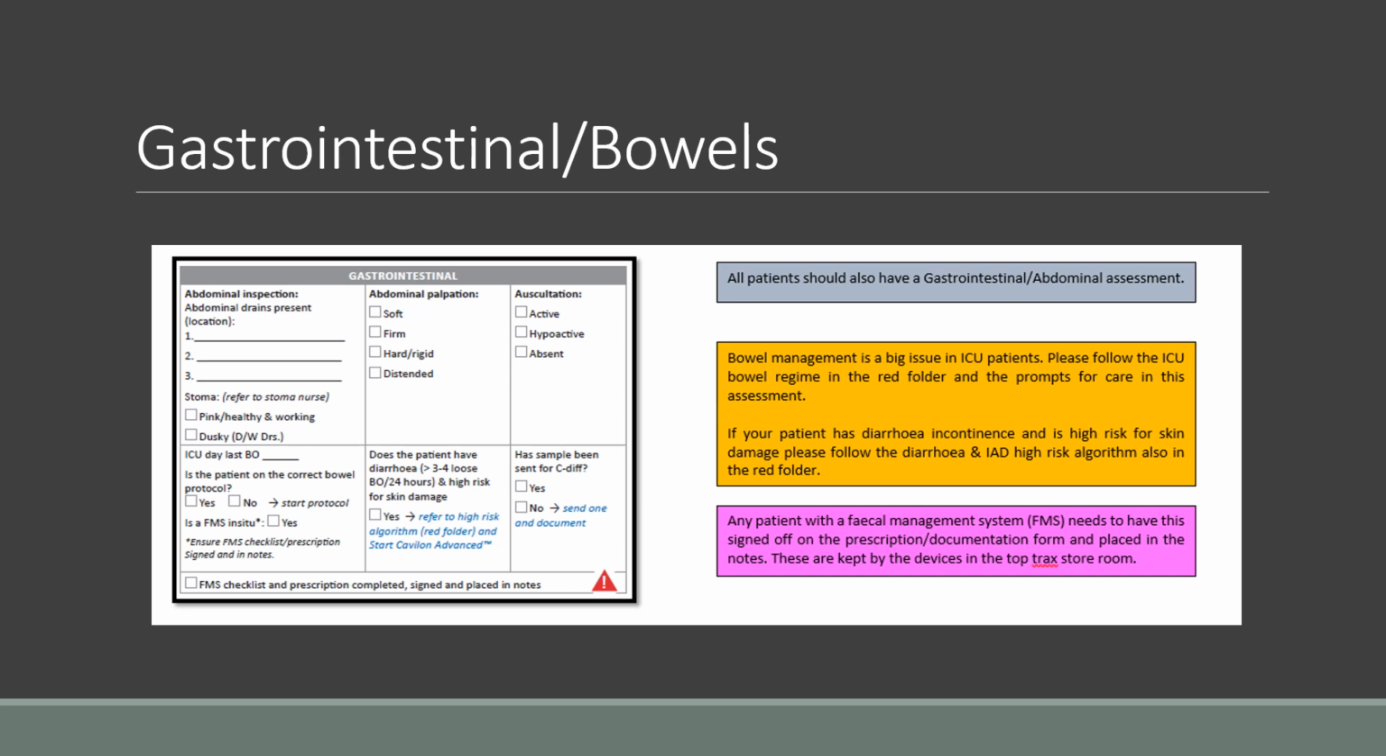Gastrointestinal and bowel assessment is important. Obviously, a lot of our patients are at risk of ischemic bowel, and so it's really important that we do a thorough abdominal inspection and palpation and auscultation, but obviously bowels are incredibly important as well. We do have problems more so with diarrhea than constipation, and we have a constipation guideline that Kathy has developed that is also in the red folder, so please use that each day, and just go through the elements that relate to your patient.